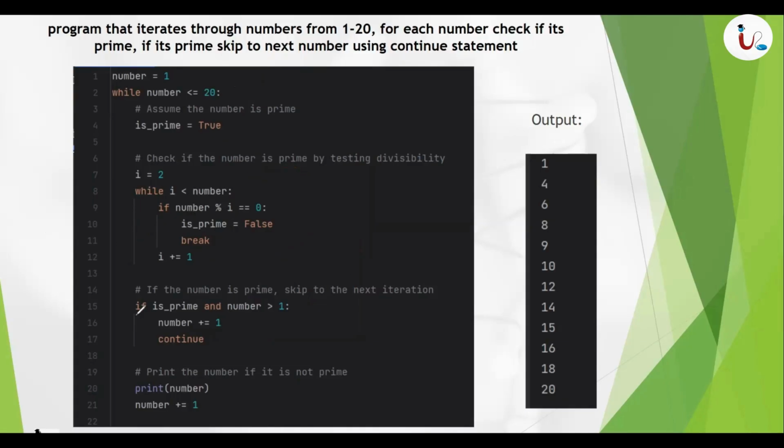If is_prime is true and number is greater than 1, 3 is greater than 1, so number will be changed to 3 plus 1, 4. And the continue. Continue means again we are skipping the remaining lines and we are here.